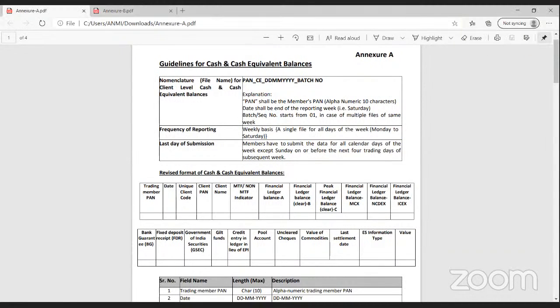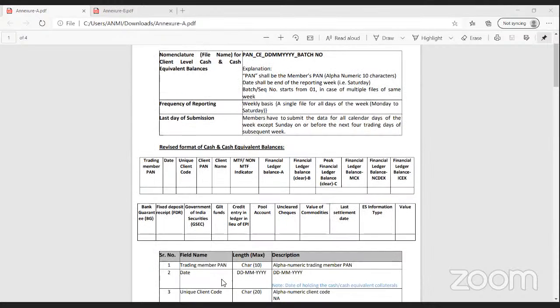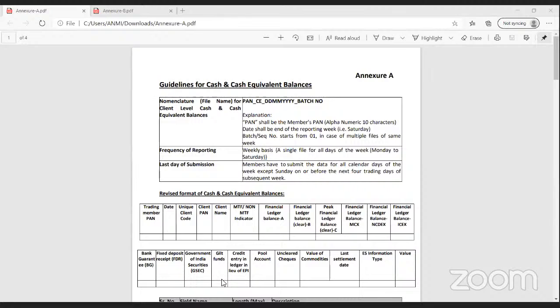Yeah. So, with regard to this format, initially we will discuss this cash and cash equivalent format. In this, we have tried to incorporate certain information to accommodate both equity exchanges reporting as well as commodity exchanges reporting, and to accommodate the details that the members are reporting in the monthly upload. So I will just speak of the changes that we have brought in.